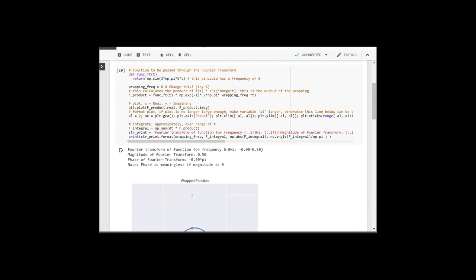It's an extremely valuable tool. It transforms a time domain signal that's hard to understand and analyze into a frequency domain signal for which the magnitude plot shows you the power of that signal in a particular frequency. Indispensable for signal processing.